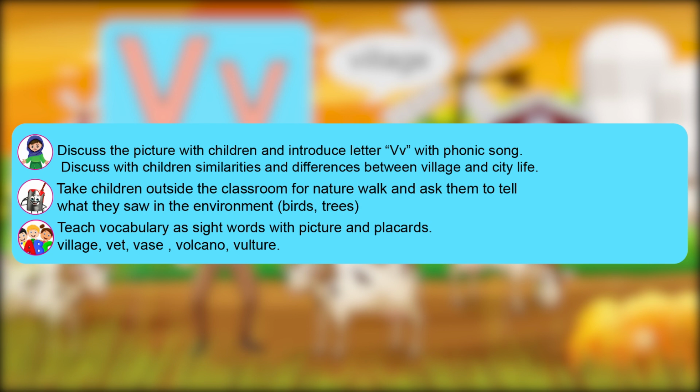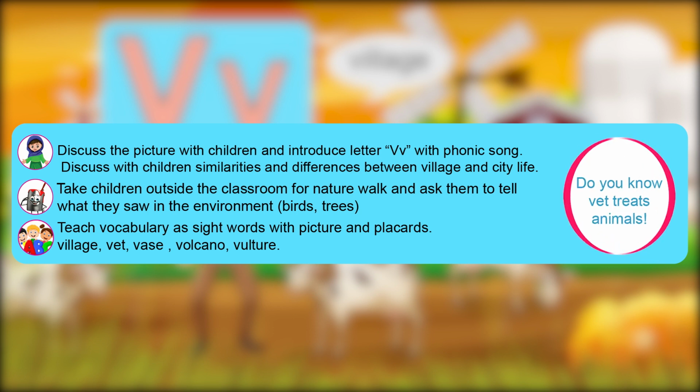Take children outside the classroom for nature walk and ask them to tell what they saw in the environment. For example, birds, trees. Teach vocabulary as sight words with pictures or play cards. Repeat the words village, wet, vase, volcano, vulture. Do you know wet treats animals?